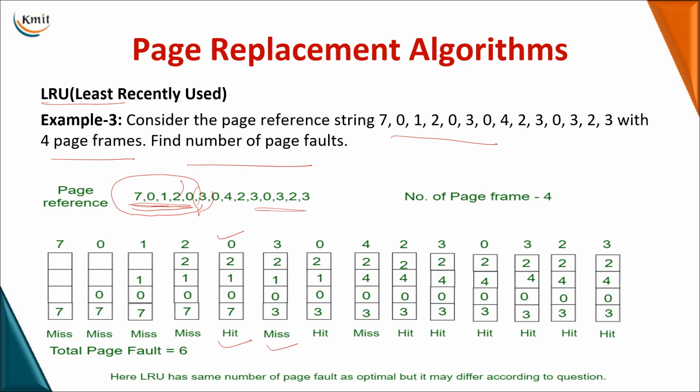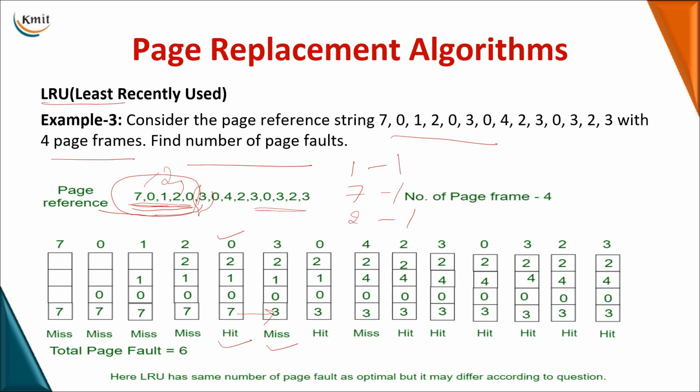In the sense, you identify a counter. 0 is being used twice. You check the front part of the data. 1 is used only once. 1 is also used once. The 7 is also used once, and 2 is also used once. Front part of the data. So among these, which one has entered into the queue at the starting? 7. So you will be replacing 7 with 3.